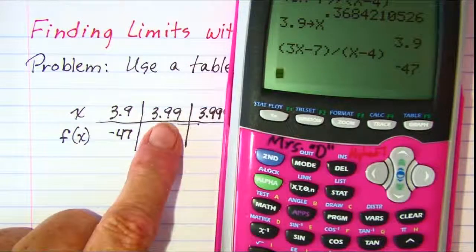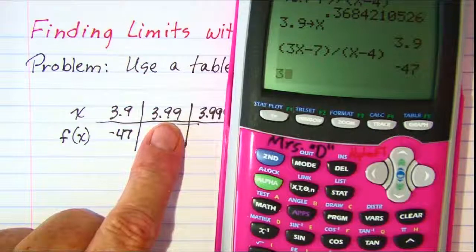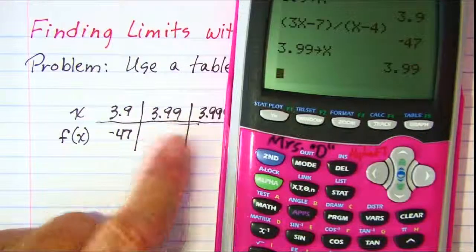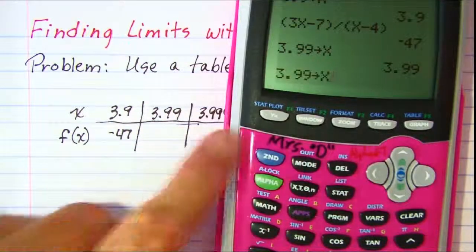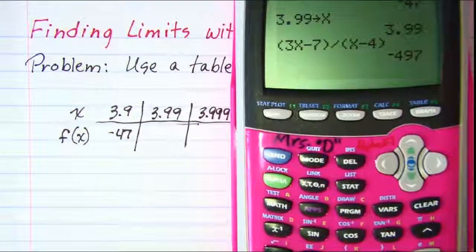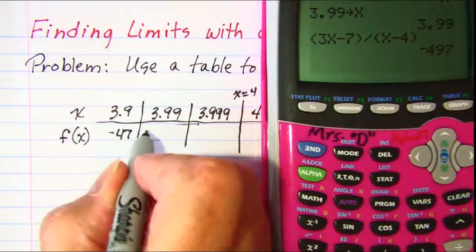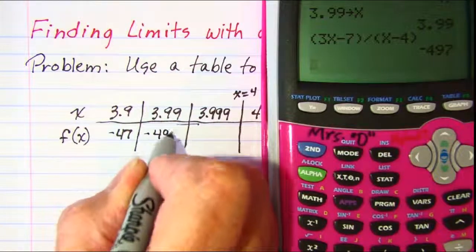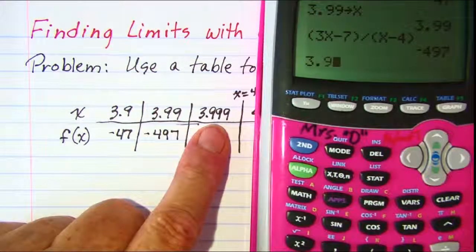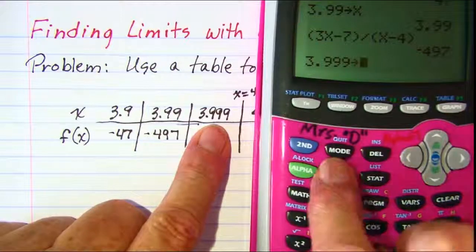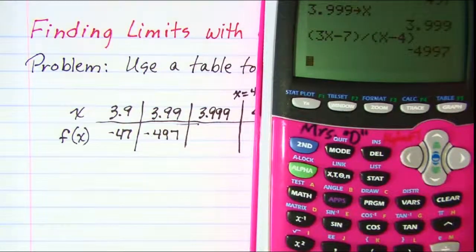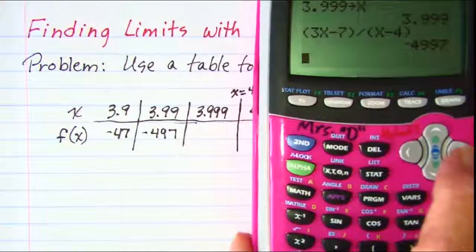Then if we put 3.99, store x, and then second, enter, and then enter to get the value, I get negative 497. And then 3.999, store x, second, enter, we have a negative 4,997.